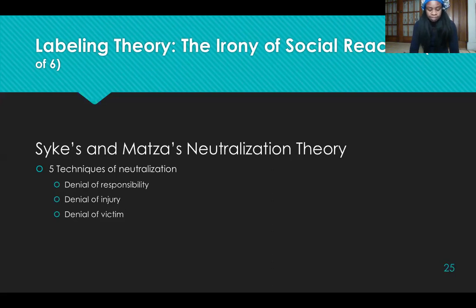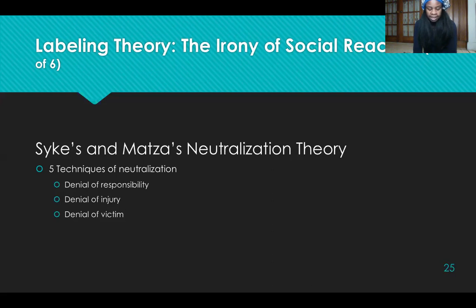So denial of responsibility. Denial of responsibility shifts the blame for a deviant act away from the actor. So for example, I know she was whatever age, but she seduced me.